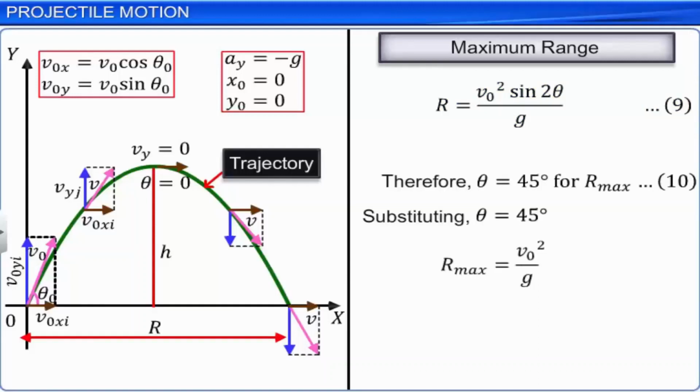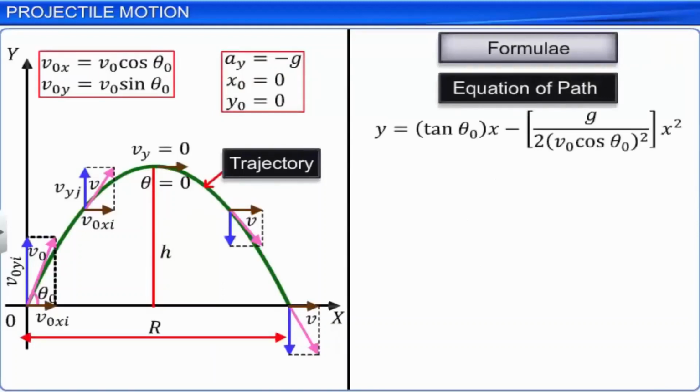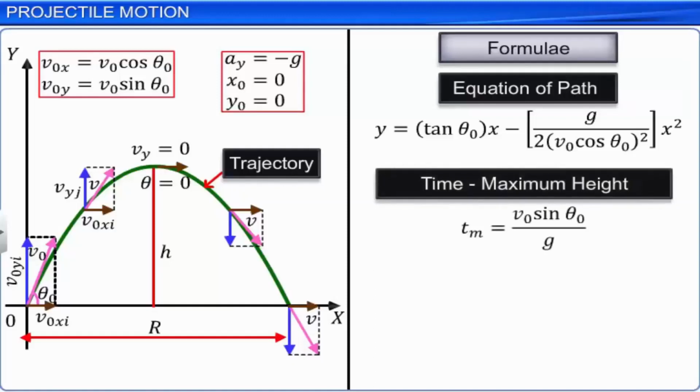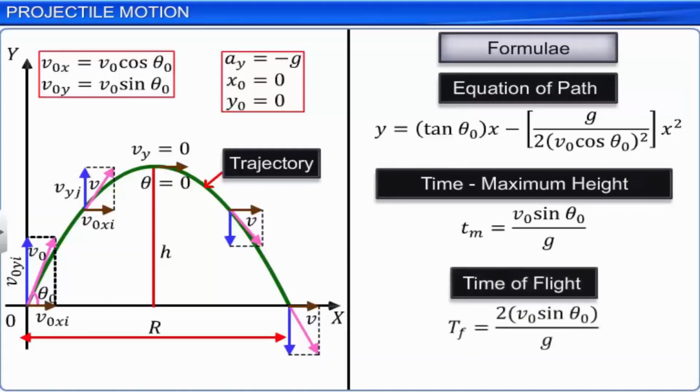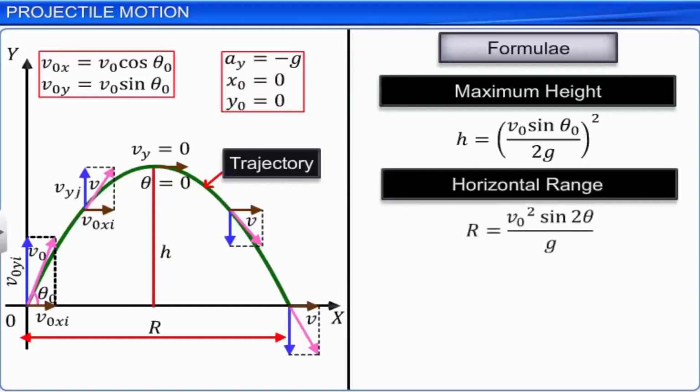The equation of the path for the projectile: y is equal to tan theta 0 into x minus g divided by 2 into v0 cos theta 0 square into x square. Time taken for the projectile to attain maximum height: Tm is equal to v0 sin theta 0 by g. The time of flight of the projectile: Tf is equal to 2v0 sin theta 0 by g. The maximum height attained by the projectile: H is equal to (v0 sin theta 0) square divided by 2g. The horizontal range of the projectile: R is equal to v0 square into sin 2 theta divided by g. The maximum range of the projectile: R max is equal to v0 square by g.